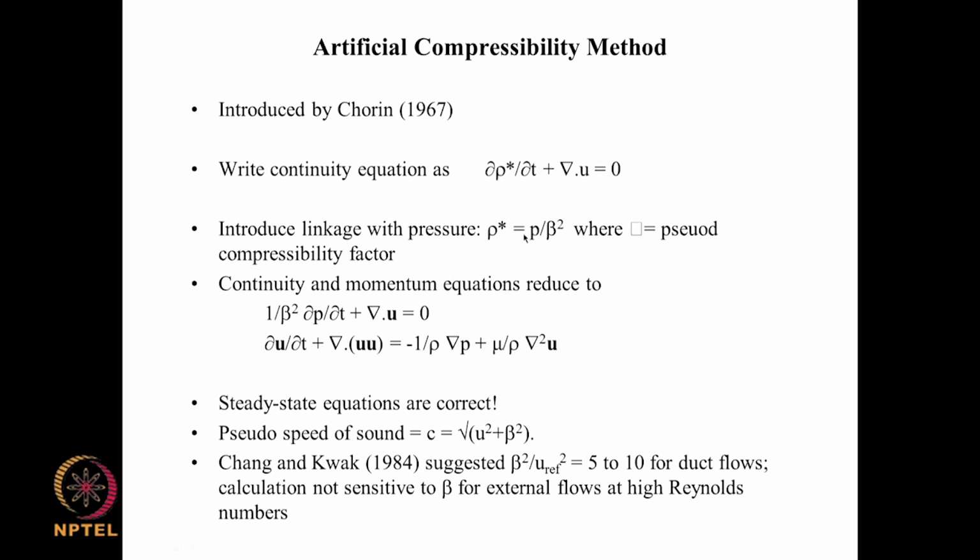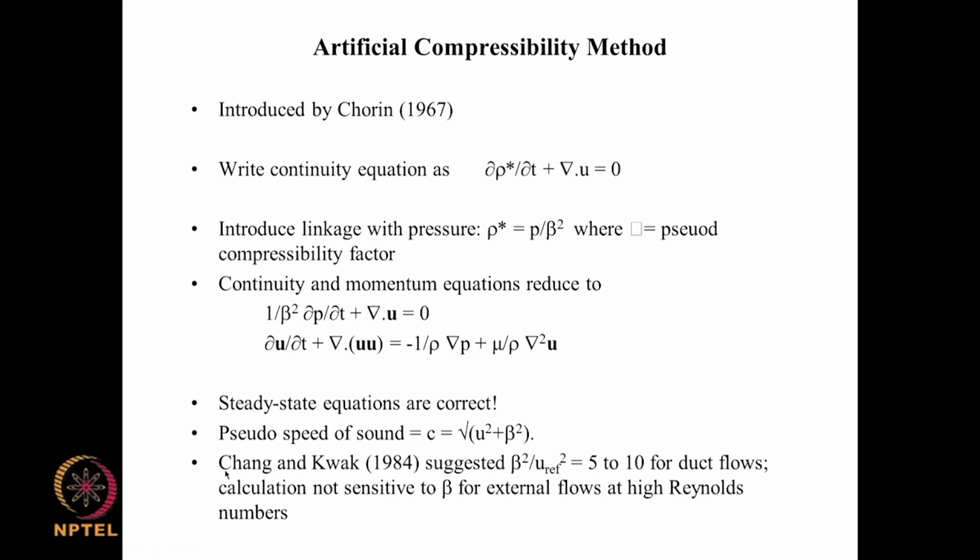This formulation here, rho star as p by beta square and all that, will imply a pseudo speed of sound which is given by square root of u square plus beta square. So, we call it as, where u is the characteristic flow velocity, for example, the average speed in a duct flow, or the mean, something like the u infinity in the case of flow over external bodies, external flow over bodies. So, free stream velocity, that is what it is. So, the characteristic velocity square plus beta square, and square root of that is the pseudo speed of sound, and we must make sure that this is reasonable.